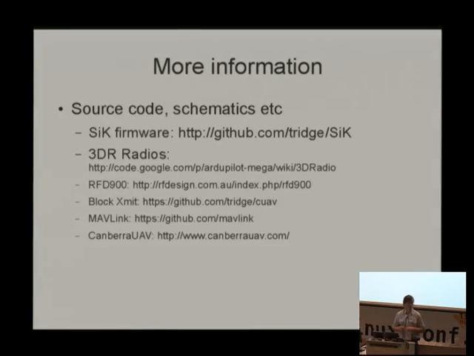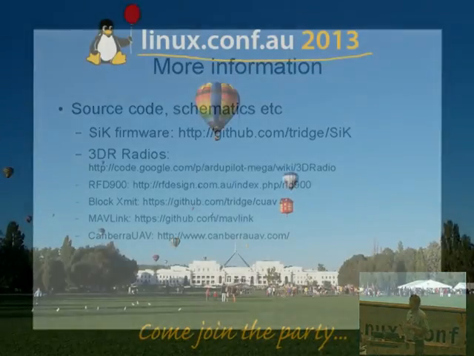Okay, so I'm just about out of time, I believe. So for more information, all of the code, of course, is available. The firmware, SiK for the Si1000, that's the chipset on the radios, is available there. For the 3DR radios themselves, all the schematics and things for the radios are available. RFD900 is the RF Design site up in Brisbane. The BlockXMIT code is sitting there, the MAVLink protocol, and of course the Canberra UAV site.